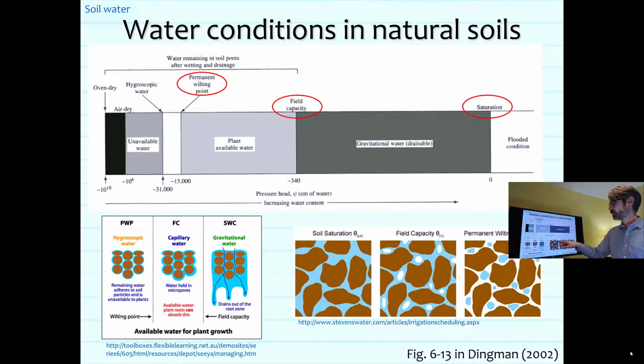Another figure showing the same information is here with soil saturation, so no air content. Then field capacity has mostly water, but also some air. And then the permanent wilting point, which is mostly air and very little water. This one isn't, of course, completely accurate because the water actually coats the grains rather than filling pores.